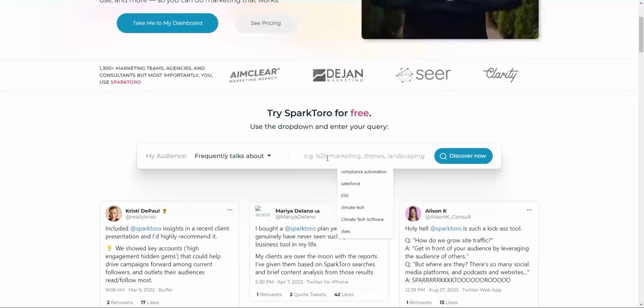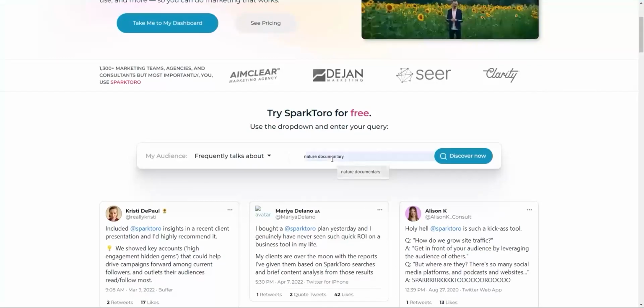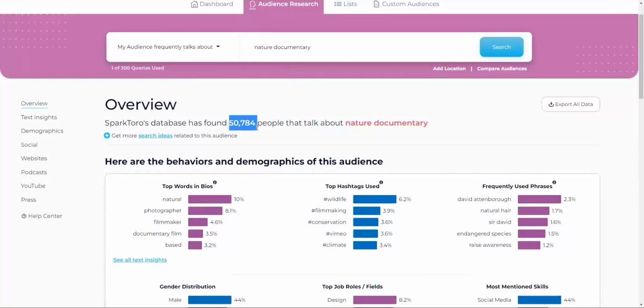So what we're going to try today is a simple one, which is nature documentary. First of all, you have to keep an eye on how many people are included in this pool. Over 50,000 accounts is a very big number, so those numbers are going to be pretty reliable. If the numbers are too low, like 100 or below, or maybe 200 and below, SparkToro will not be able to bring back any kind of information.